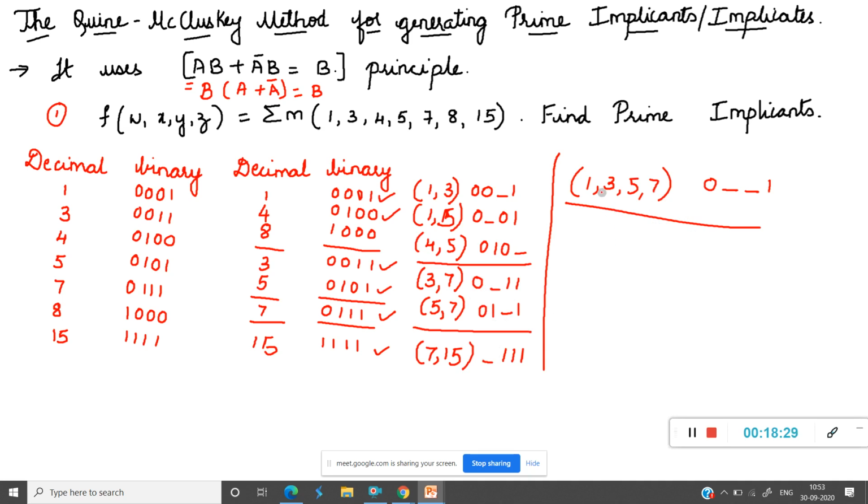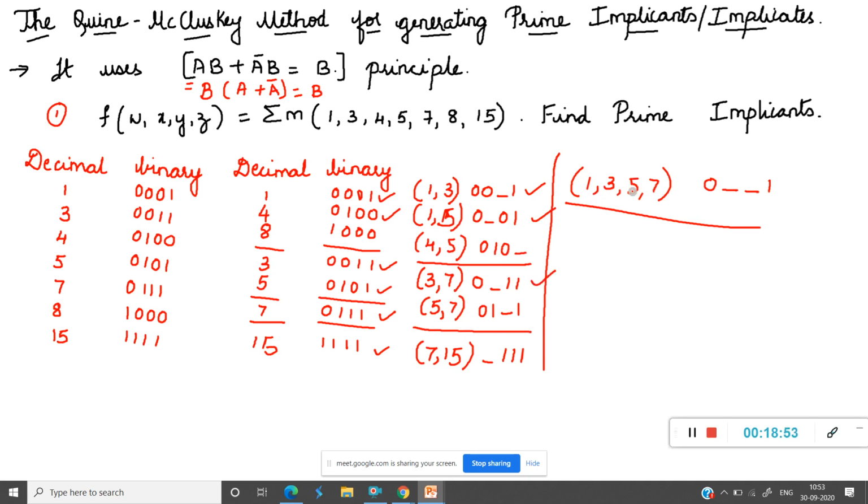Okay, students. So here 1, 3, 5, 7. 1, 3 is there, no? 1, 3. Put a tick. 1, 5. Yes, 1 and 5 are covered. No. So put a tick. Next 4, 5. No. 4, 5 is not covered. 5 is covered, but 4 is not covered. So don't put a tick mark here. 3, 7. See here. 3 and 7 both are covered. So put a tick mark.